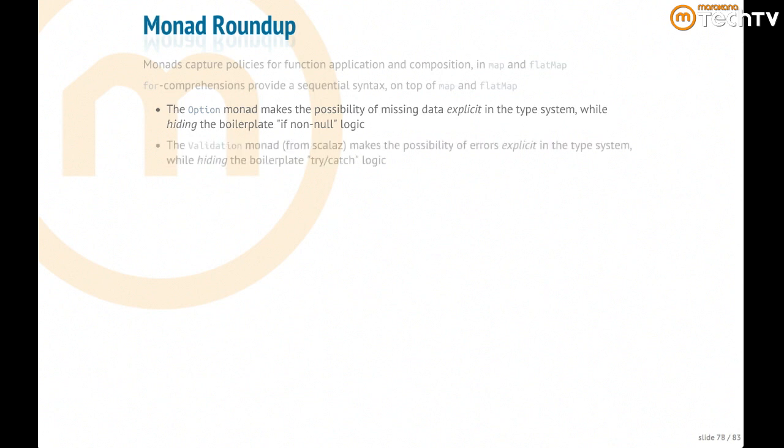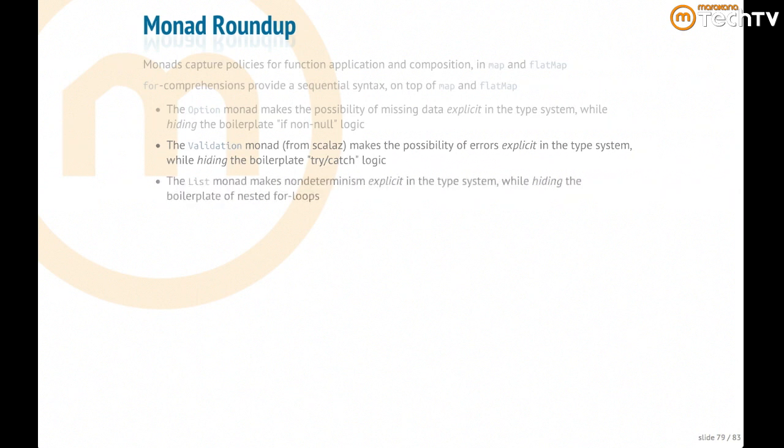That's very convenient. Similarly with validation from Scala Z, we make the possibility of errors explicit, and the errors, of course, have some type and some value, but we hide the boilerplate try-catch logic. We also saw the list monad, which makes this possibility of nondeterminism, or the possibility of having to deal with a bunch of different combinations explicit in the type system. And we hide all this boilerplate of nested for loops.